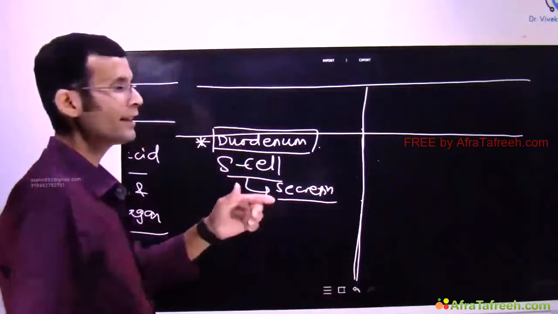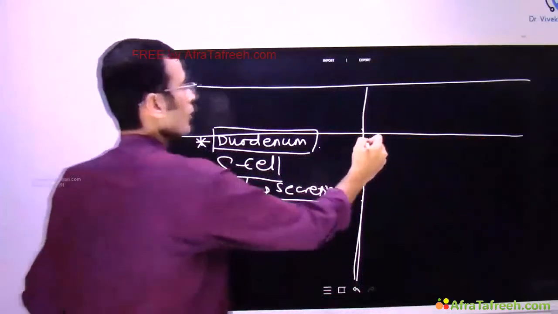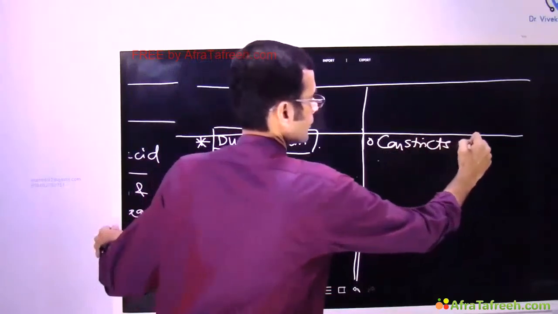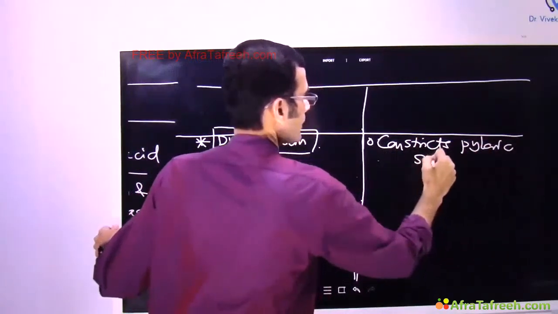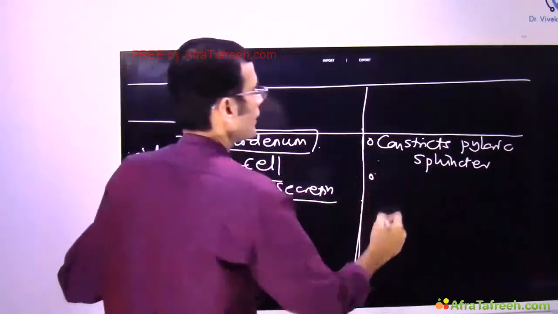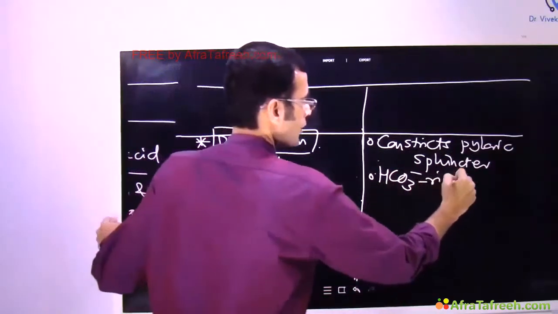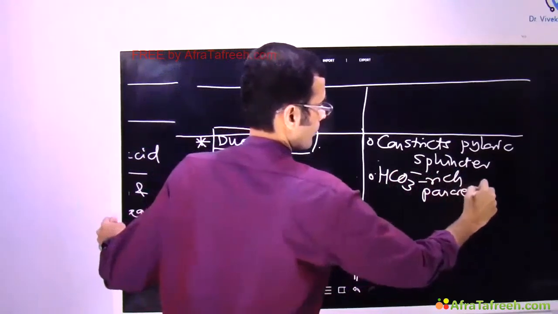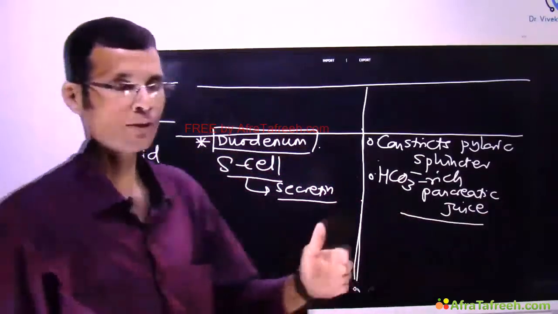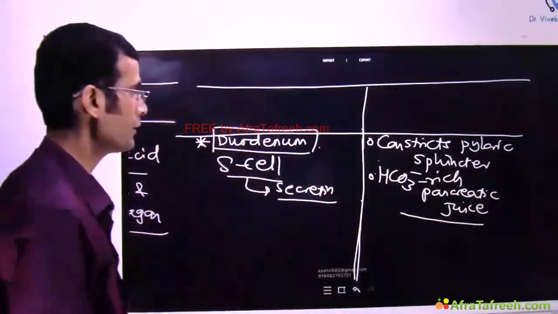So secretin is secreted in response to acidic chyme entering the duodenum, and then what it does, two main actions. It constricts the pyloric sphincter, so further acidity will not come into the duodenum, and it causes secretion of bicarbonate rich pancreatic juice. The bicarbonate rich pancreatic juice will be secreted in response to the acidic chyme entering the duodenum, so that the acidity can be neutralized by this bicarbonate, the alkali.